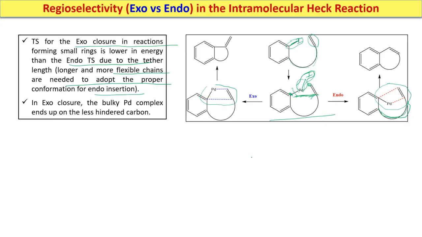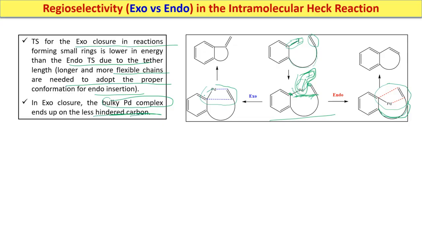And in exo closure we can also see that the bulky Pd complex, that means the Pd-I part, that is this part, along with there will be also ligands present, though those are not shown here because of simplicity, that bulky palladium part will be ending up on the less hindered carbon when it is exo closure.